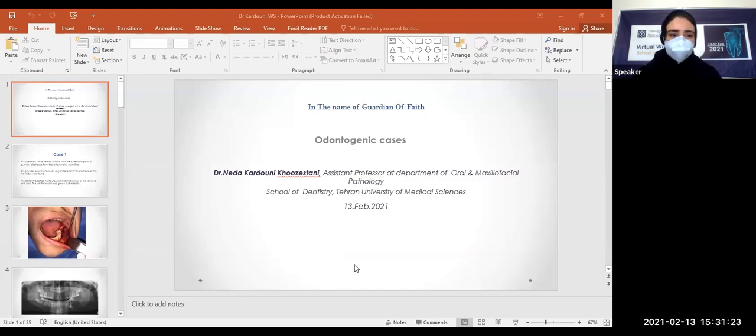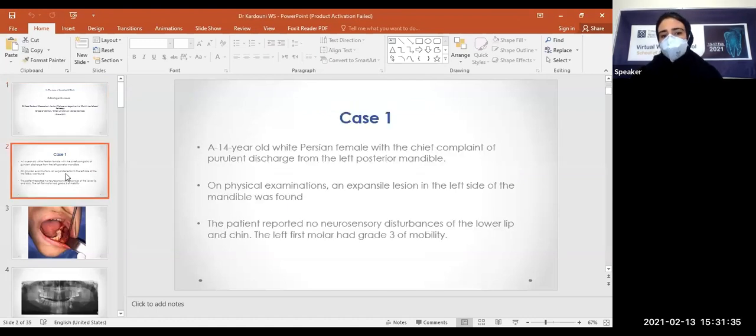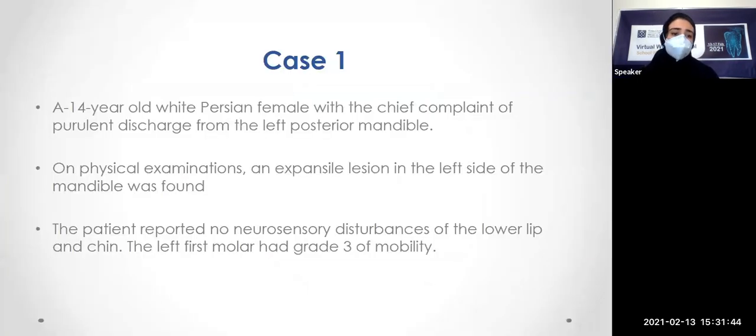To make the long story short, let me go to the first case. The first case which I'm going to introduce is a 40-year-old woman with the chief complaint of purulent discharge from the left posterior of the mandible. On physical examination, an expansile lesion in the left side of the mandible was found, and the patient reported no neurosensory disturbances of the lower lip and chin. The left first molar had grade 3 tooth mobility.